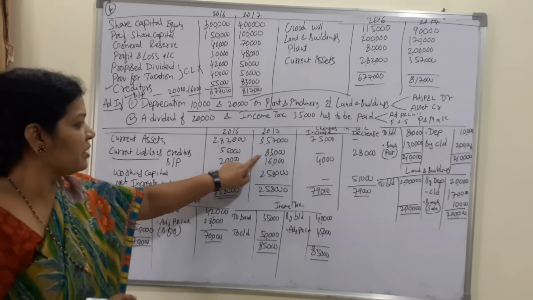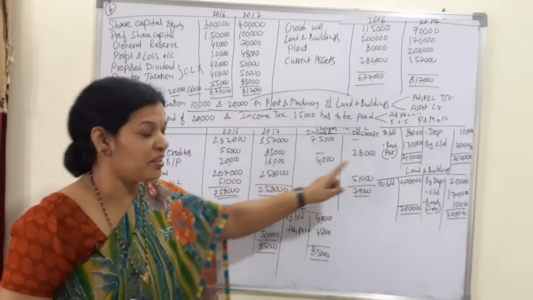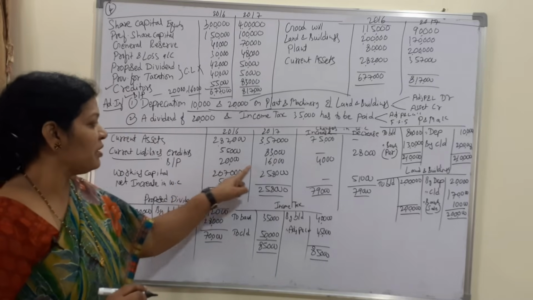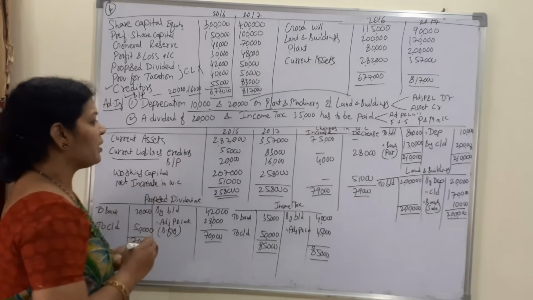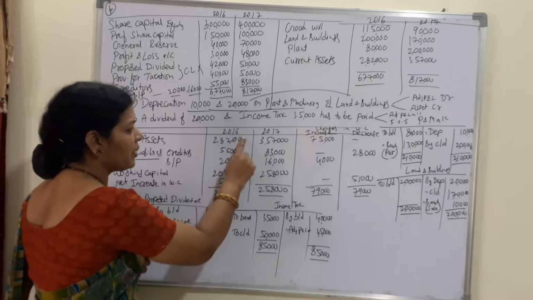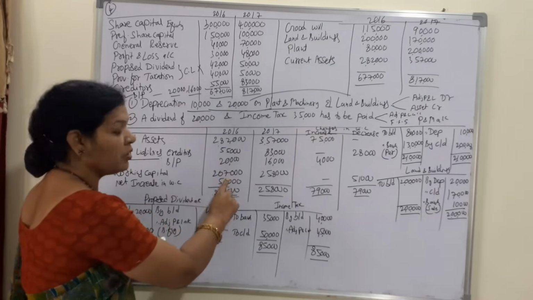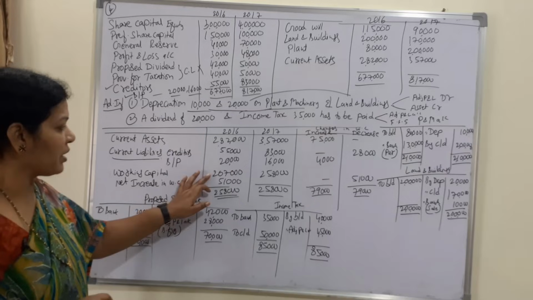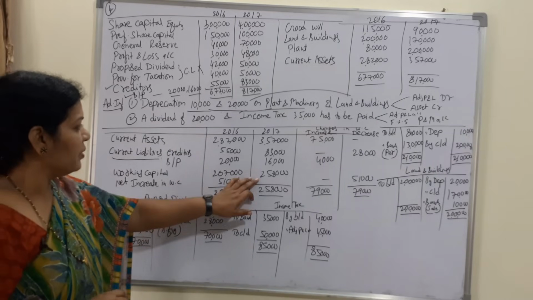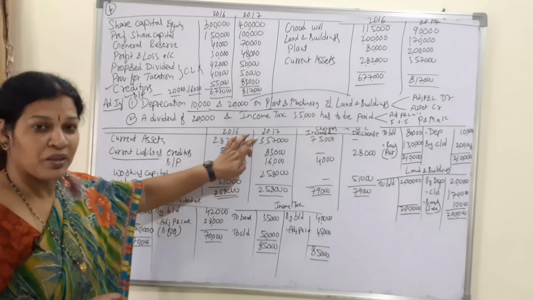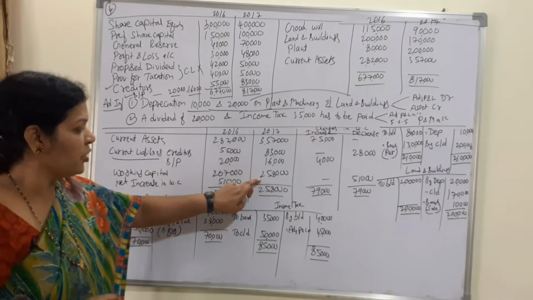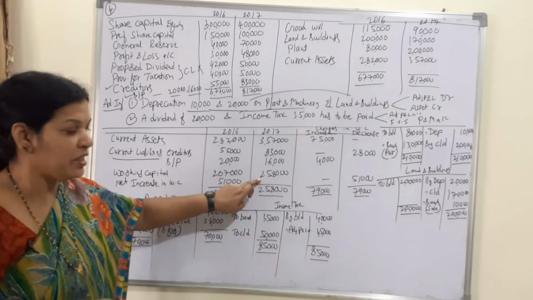Creditors are increasing, and an increase in a liability we write in the decrease column. Bills payable are decreasing, and a decrease we write in the increase column. Total working capital: how do we get it? 2,82,000 minus these two gives working capital of 2,07,000. And here 3,57,000 minus 83,000 minus 16,000, current assets minus current liabilities, gives working capital of 2,58,000.